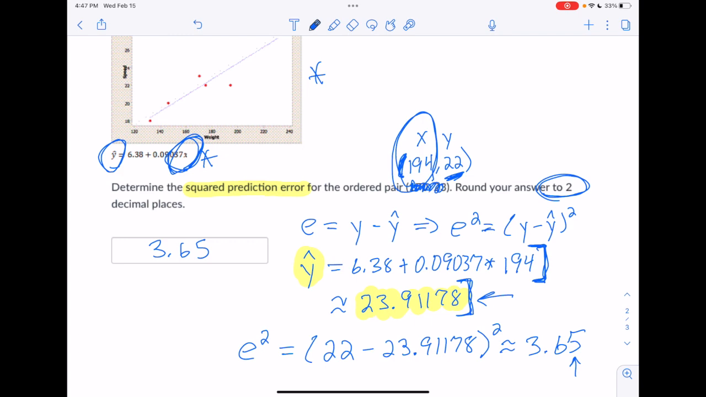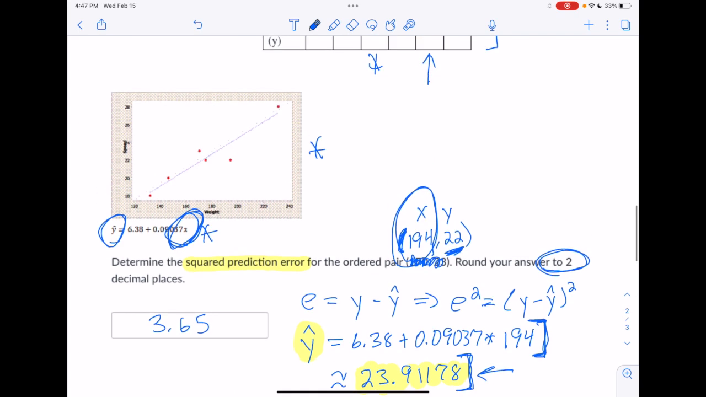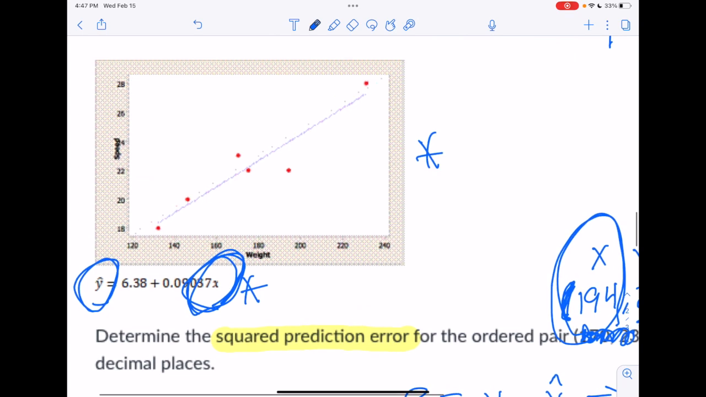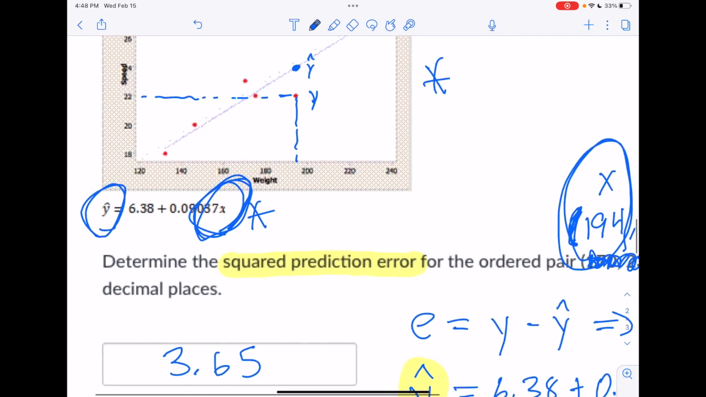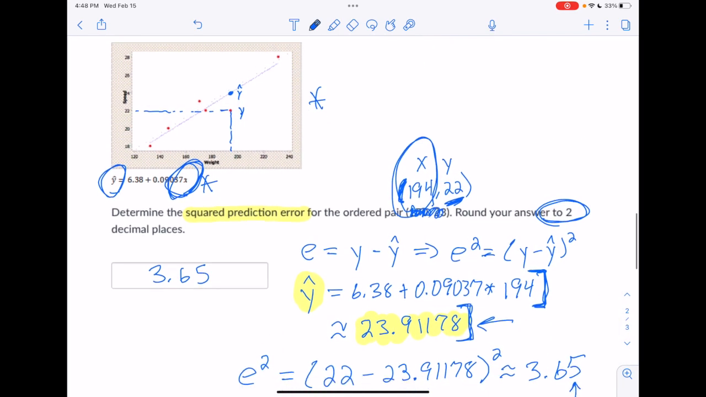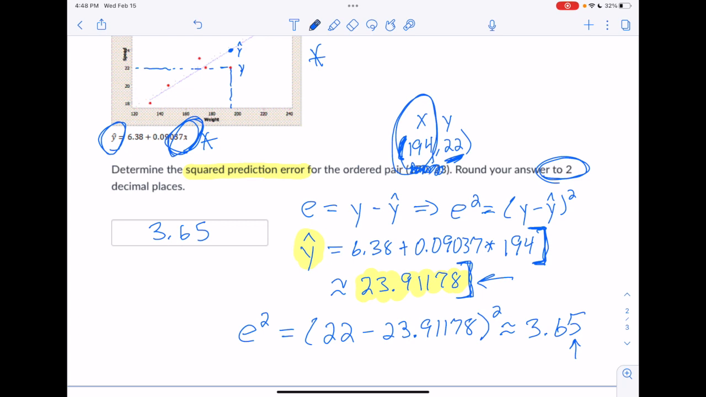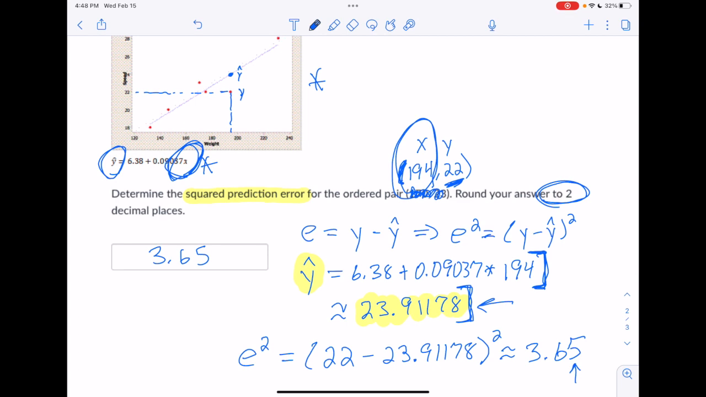One last thing, just as a check on your y hat. If we look at the scatter plot that they've given us here, 194 is this value right there that had a speed of 22 to go with it. And when we calculated our y hat, we got 23 point something, which is up here on the line. So our y hat was above the y value, and that matches the picture, right? In the picture, y hat's above y, and when we did our work, we got a y hat of 23.91178, which is bigger than the actual y value of 22. So you can use the scatter plot to check your work a little bit as well.